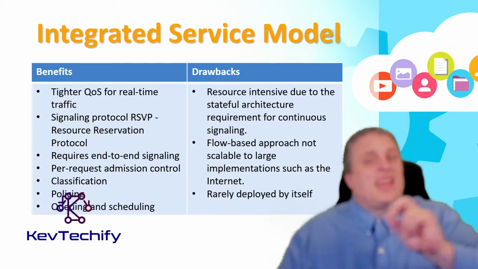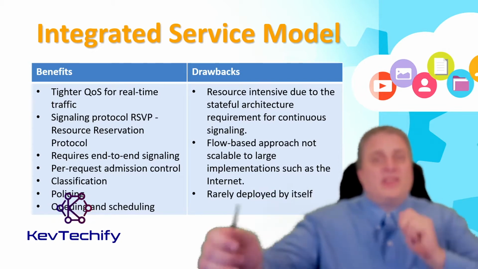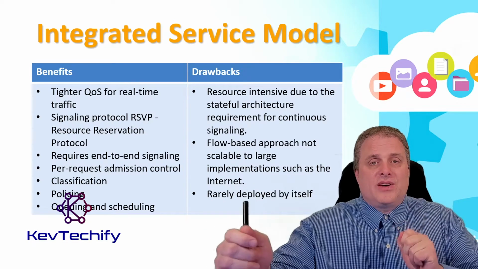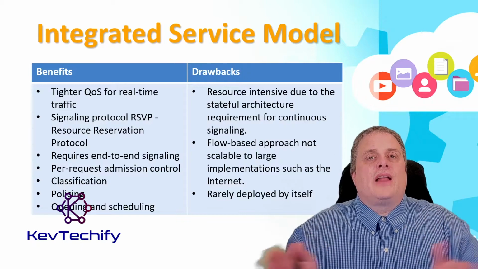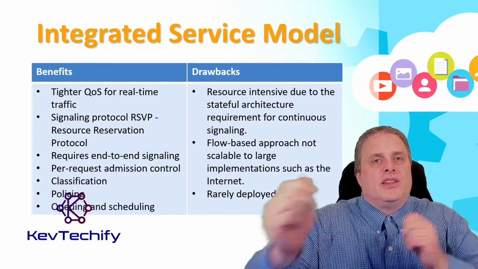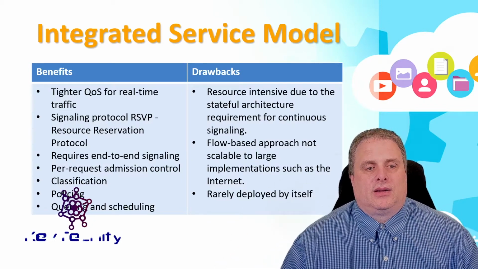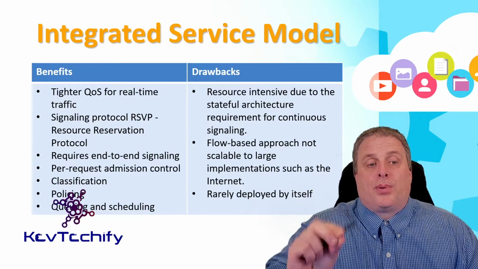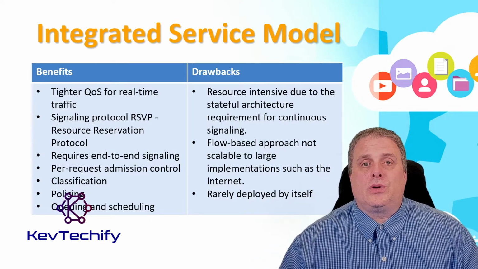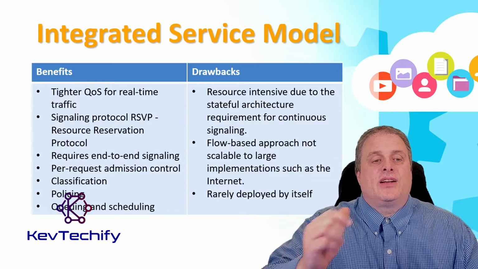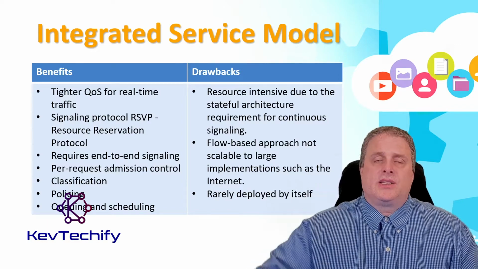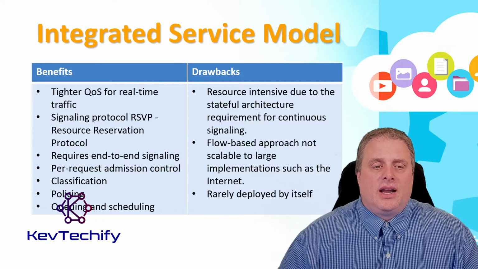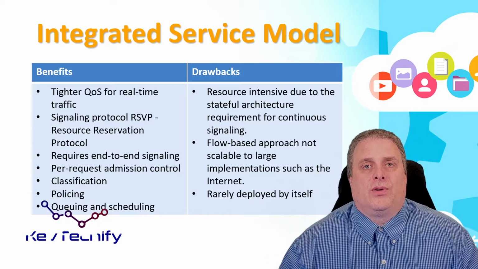It requires end-to-end signaling. So the two end devices and all the devices in between need to communicate and say, okay, we're going to allocate this much bandwidth to this communication path. It's on a per request admission control. So every time you need to send data, it's going to make a request. It does classifications, it has our policies there, and it does queuing and scheduling for us.